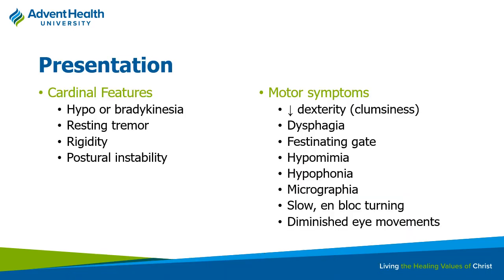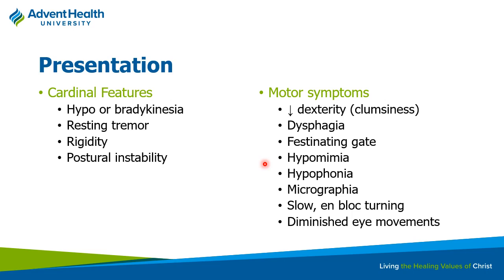Now, again, as I mentioned, the cardinal features are those four things: hypokinesia, resting tremor, postural instability, etc. Right? But of course, there's a lot of other issues here as well. They lose the ability to do their activities of daily living as it gets more progressive, right? So they have a lot of dysphagia. So you can have things like microaspirations. It can lead to things like pneumonias, right? So all these things are going to be developing here. So again, it can be very, very debilitating for them.